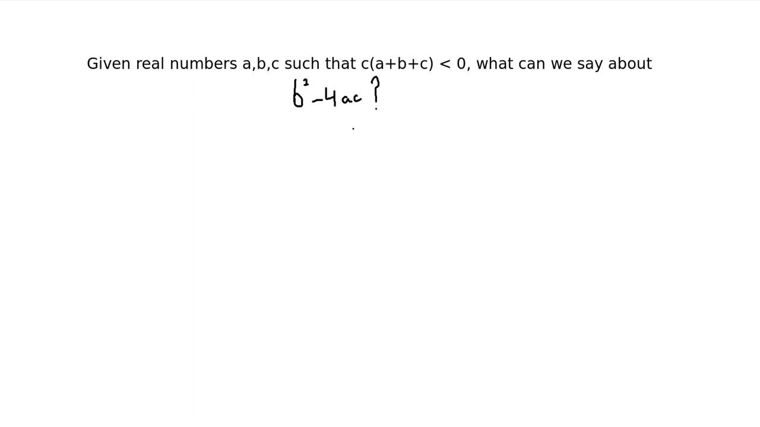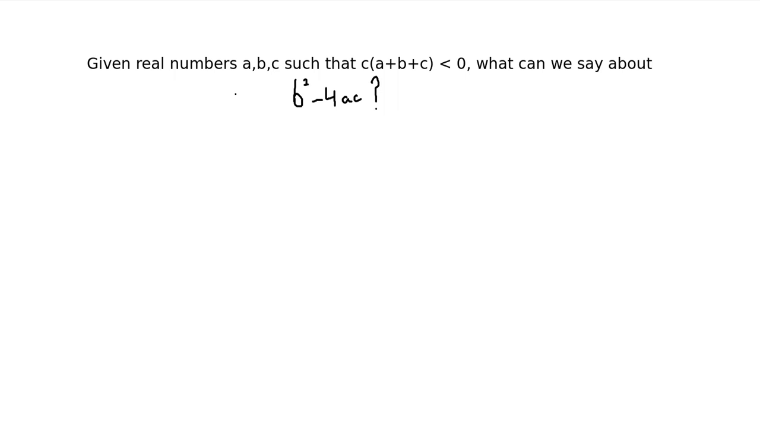Hello everybody. Today we're going to be looking at this problem. We're given real numbers a, b, and c such that c times (a plus b plus c) is less than 0. What can we say about b squared minus 4ac? Basically, what's the sign of it?